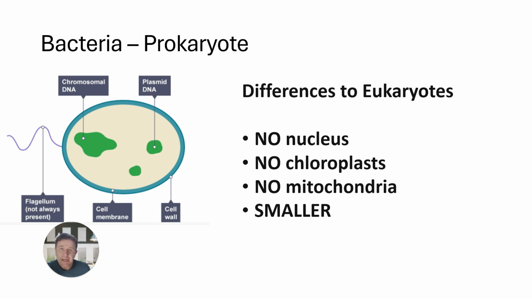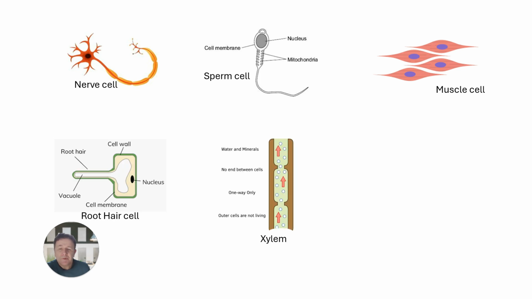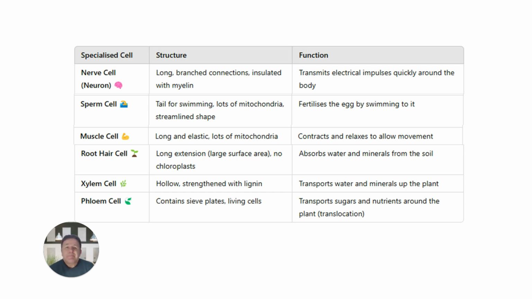smaller than eukaryotes. You need to know about 6 specialized cells, so nerve cells, sperm cell, muscle cell, root hair cell, xylem and phloem. Here's some information. You might want to pause the video and write this down.